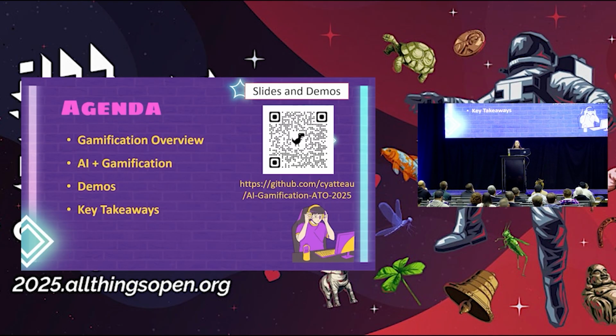All right, so this will be our agenda. We will first look at what gamification is and the principles behind it. And then we will talk about how AI fits into that picture and the tools that make it all possible. And then from there, we will run through a few live demos, and finally, we will wrap up with some key takeaways.